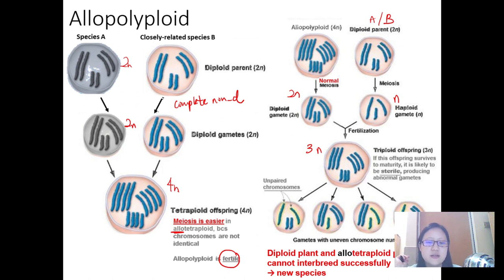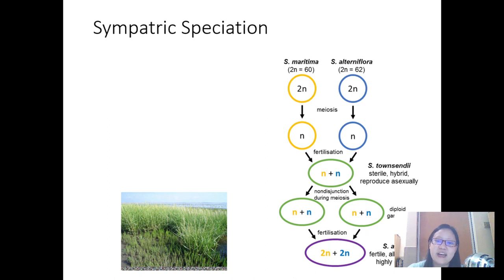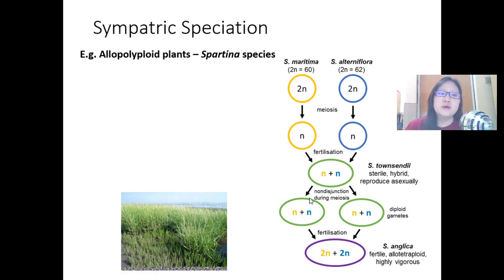Yes, it's theoretical. Is there a real life example of this? Does this actually happen in real life? And the answer is yes. So let's look at a real life example now. And it's a little bit more complicated, but I'll walk you through it, don't worry, okay? So this example is about allopolyploid plants, specifically the Spartina species.